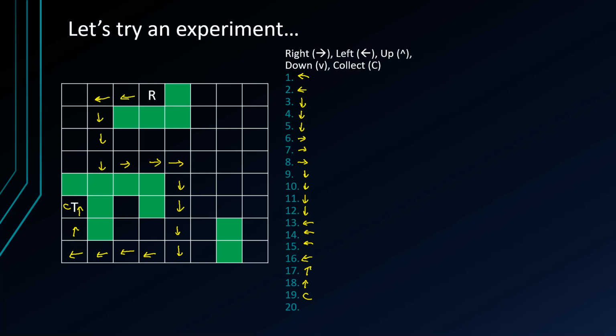Okay, so hopefully you ended up with something like this. Now if the robot were to follow these basic steps, you'd have to move left, down, down, down, right, right, right, down, down, down, down, left, left, left, left, up, up, collect. So it's a total of 19 instructions to get that done. And that's fine. There's nothing wrong with that.